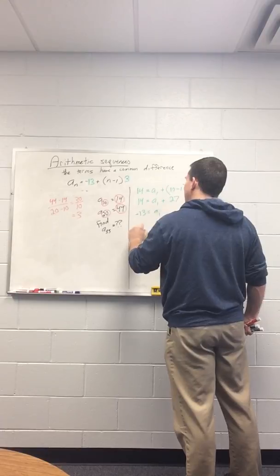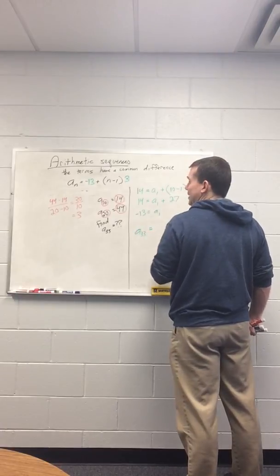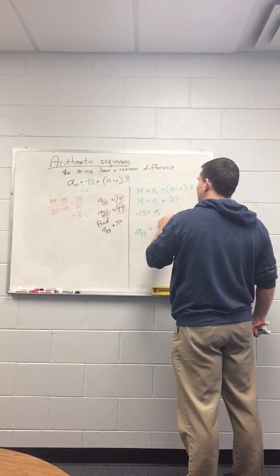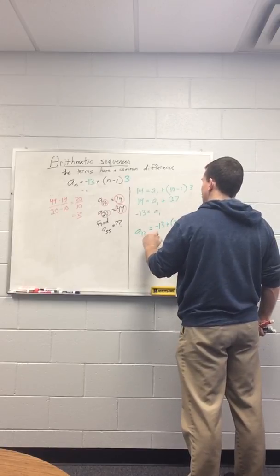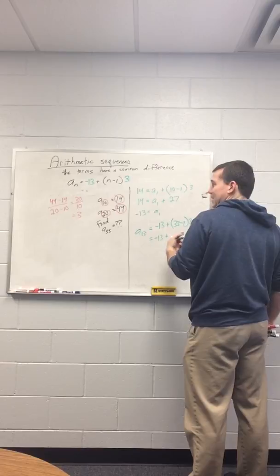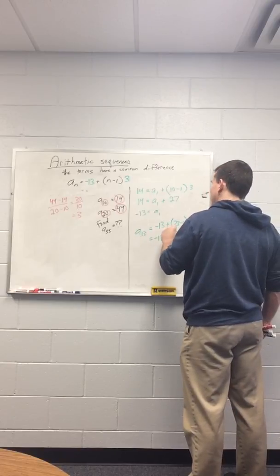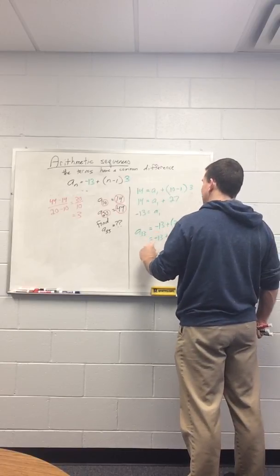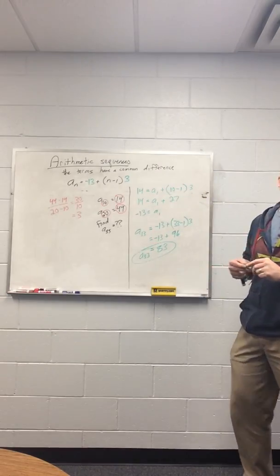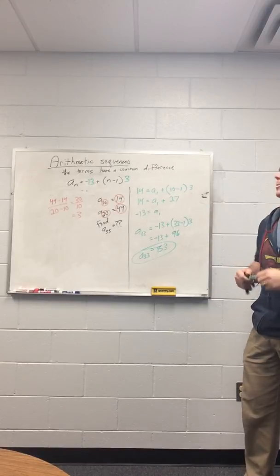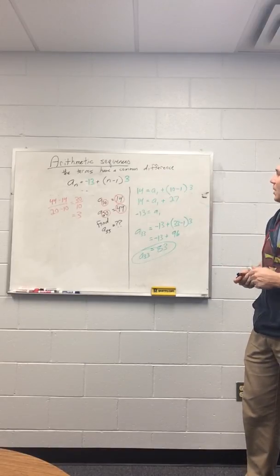So, what's a sub 33? Well, that's equal to negative 13 plus 33 minus 1 times 3, which is, let's see, 33 minus 1 is 32, 32 times 3 is 96, 96 minus 13 is 83. So a sub 33 is 83. And there we go. Nice and simple and straightforward.